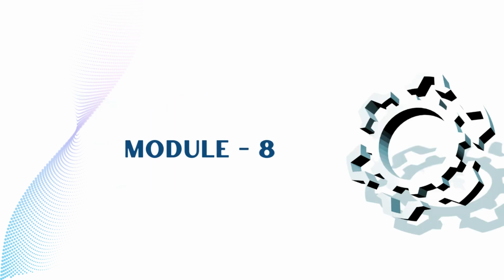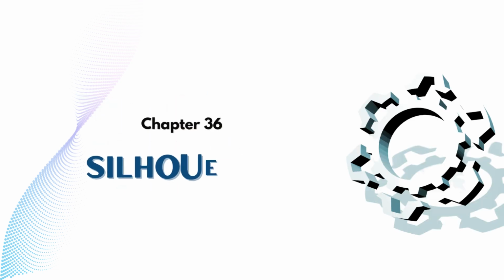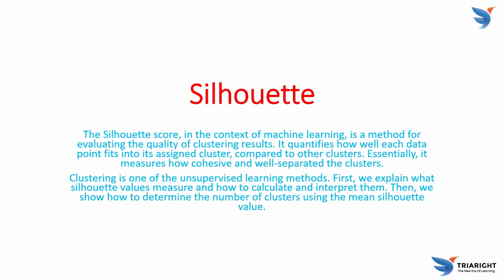In Module 8, today we're going to learn about the silhouette score in machine learning. This will be the topic. The silhouette score, in the context of machine learning, is a method for evaluating the quality of clustering results, quantifying how well each data point fits into its assigned cluster compared to other clusters. Essentially, it measures how cohesive and well separated the clustering is. Clustering is one of the unsupervised learning methods.